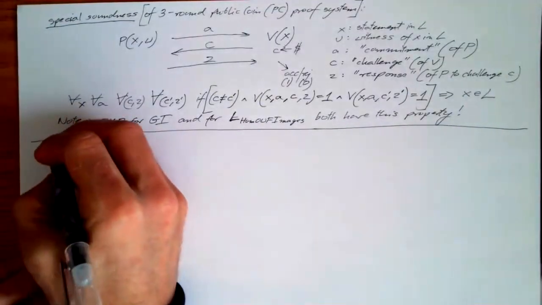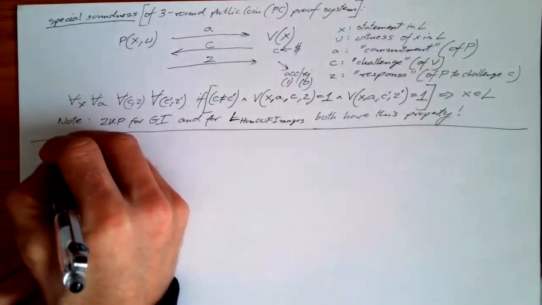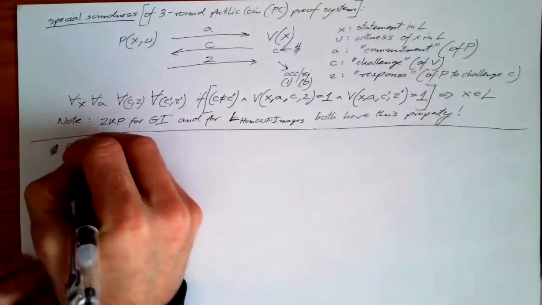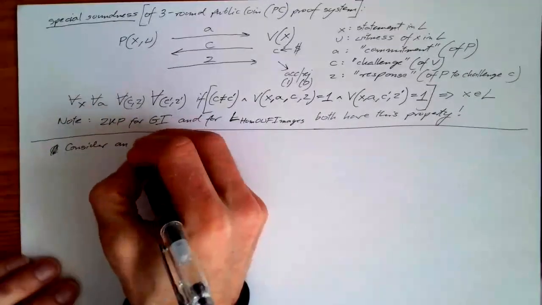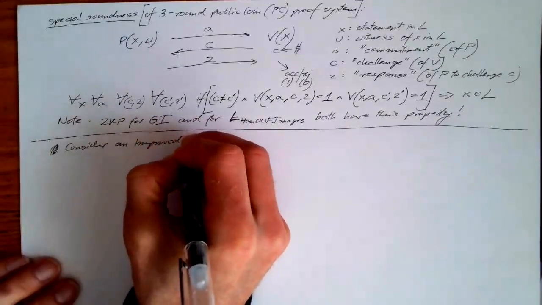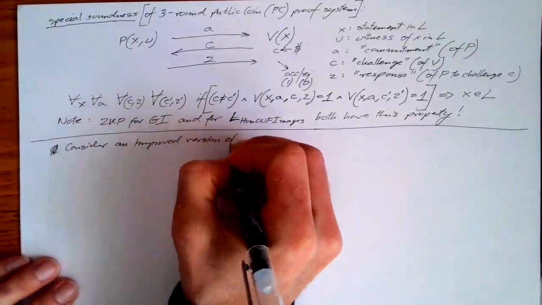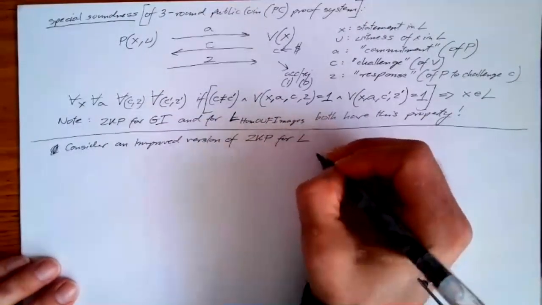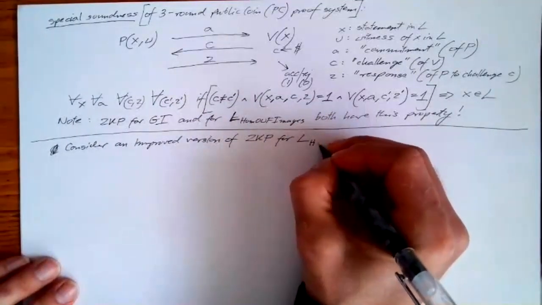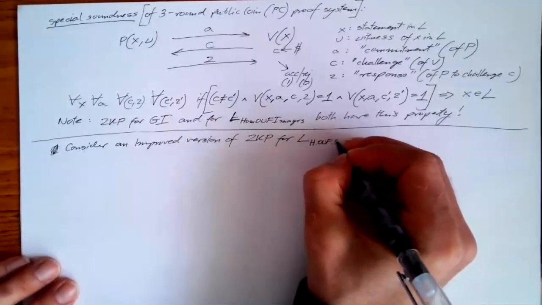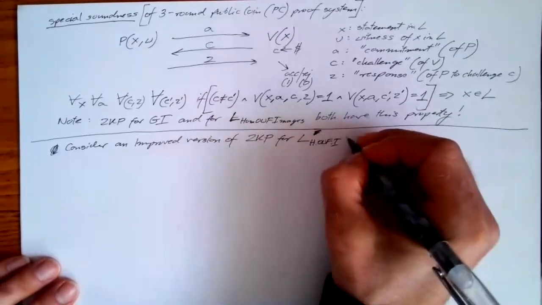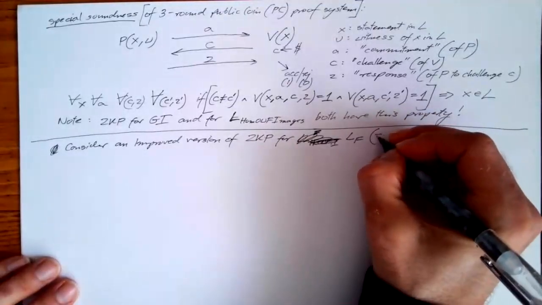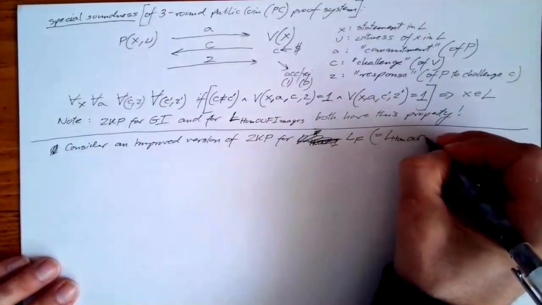Okay, so let's now show, consider an improved version of the zero knowledge proof for this language of homomorphic one-way function images for some function f. Let's just call it LF. Okay, so this is the language of homomorphic one-way function images.